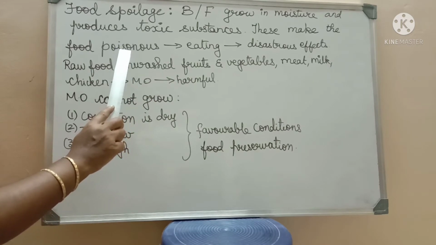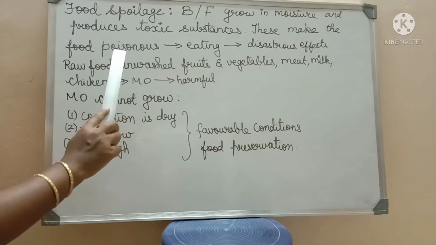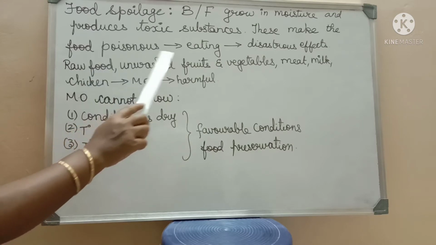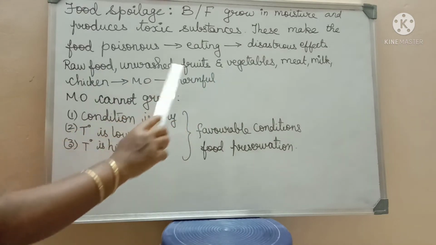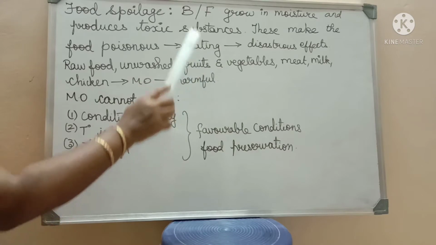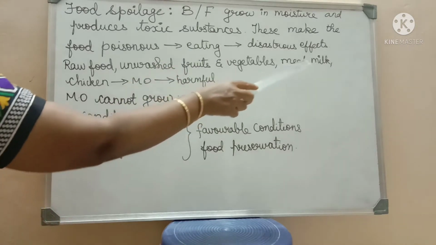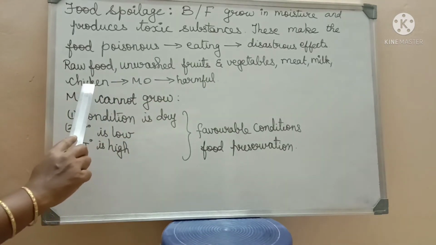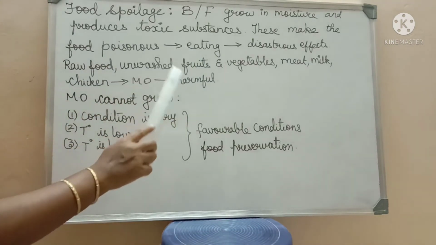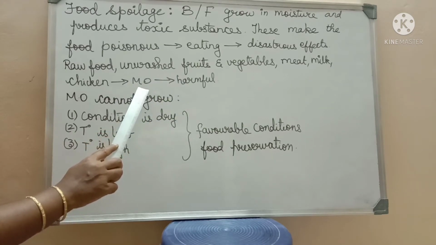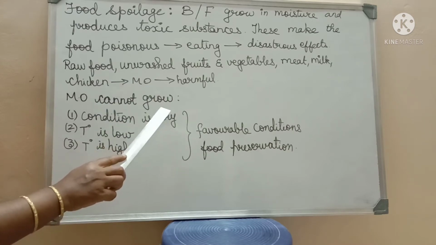Some of the foods which become poisonous to humans are raw food when it is taken without cooking, unwashed fruits and vegetables when contaminated with microbes or other substances, and meat, milk, chicken. All these become harmful due to the action of microbes. Okay, how can we prevent the growth of microbes?